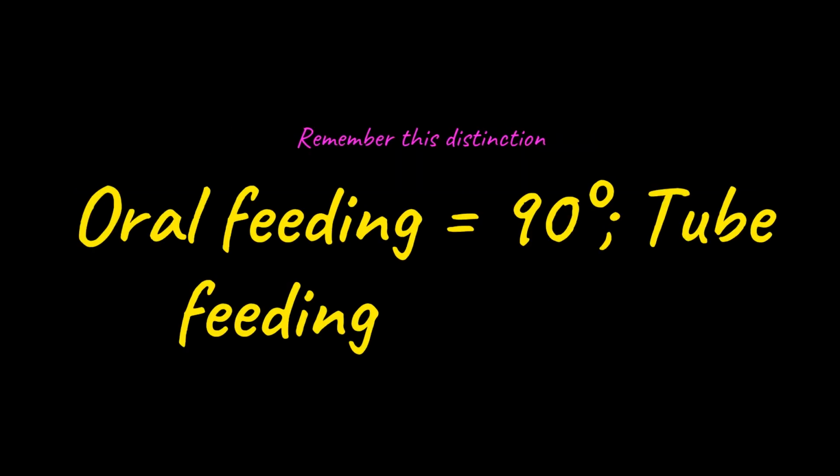One final point worth memorizing. Oral feeding after stroke requires a full 90 degrees, while enteral tube feeding calls for 30 to 45 degrees. Both use gravity, but the angle differs. Knowing which scenario the question describes prevents a very common exam mistake.